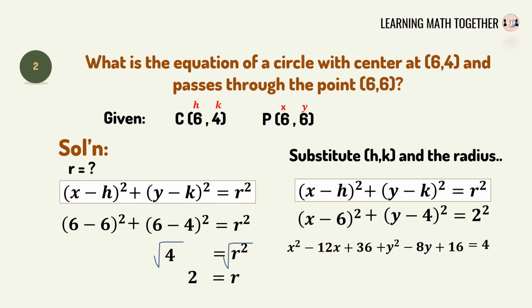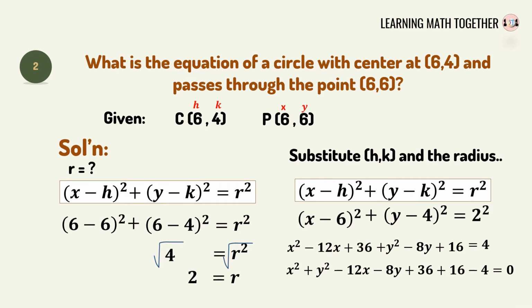Now because it should be in general form, we have to combine all the constant terms or all the like terms here. By doing so, we also have to arrange it in order. We have x² + y² - 12x - 8y, and then + 36 + 16, and then let's transpose positive 4 to the left side of the equation. We have - 4, and then equate that one to 0.